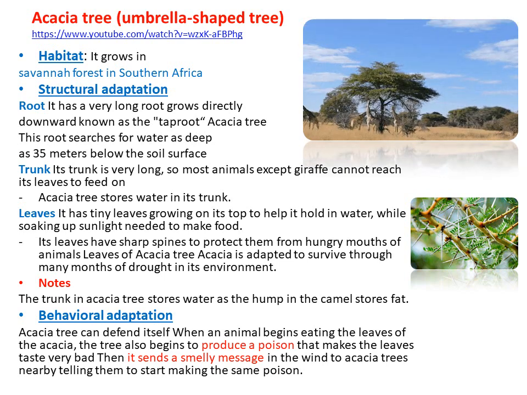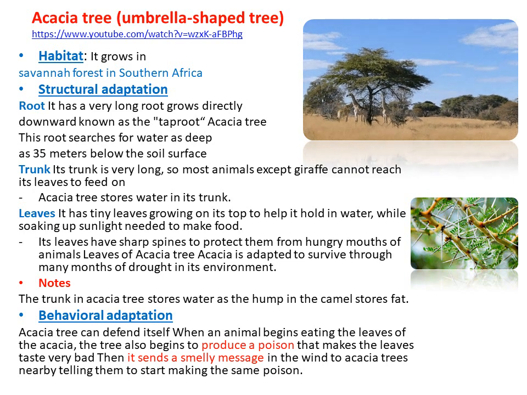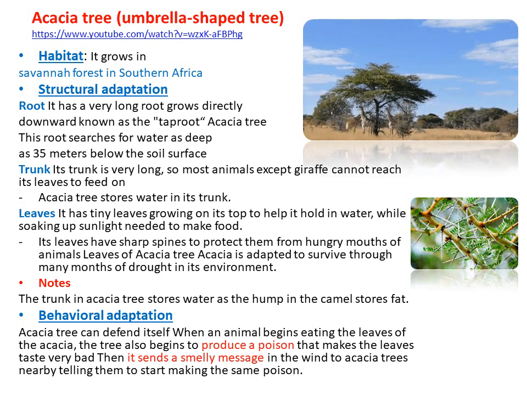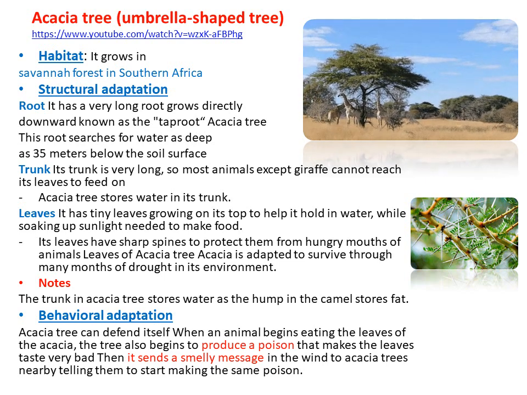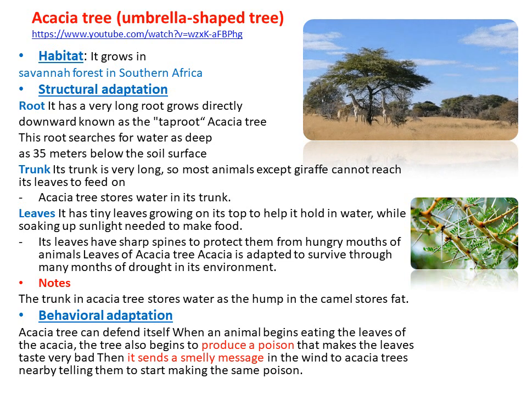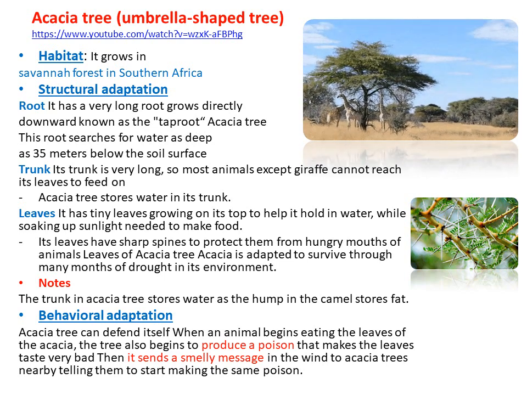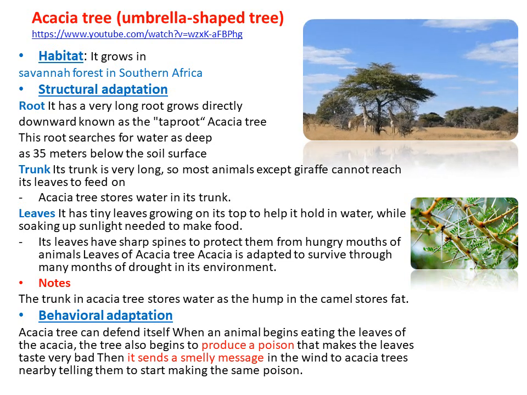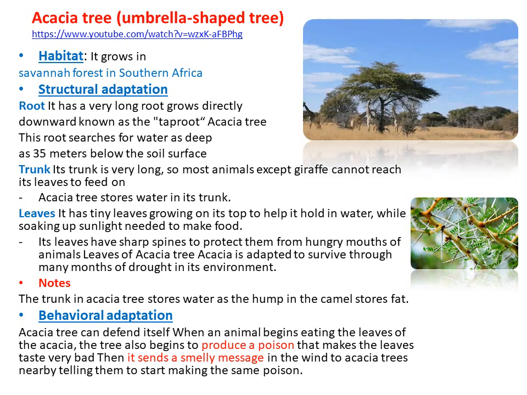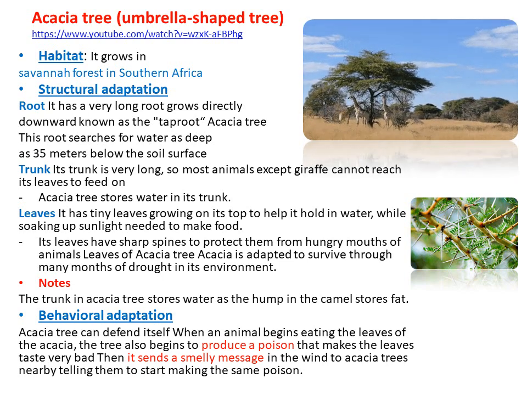Now the behavioral adaptation. Of course, you are thinking now, how could plants make a behavioral adaptation? Do they act? Do they make a behavior? Yes, actually, they do. The acacia tree can sense when an animal begins eating its leaves. The tree then begins to produce poison.